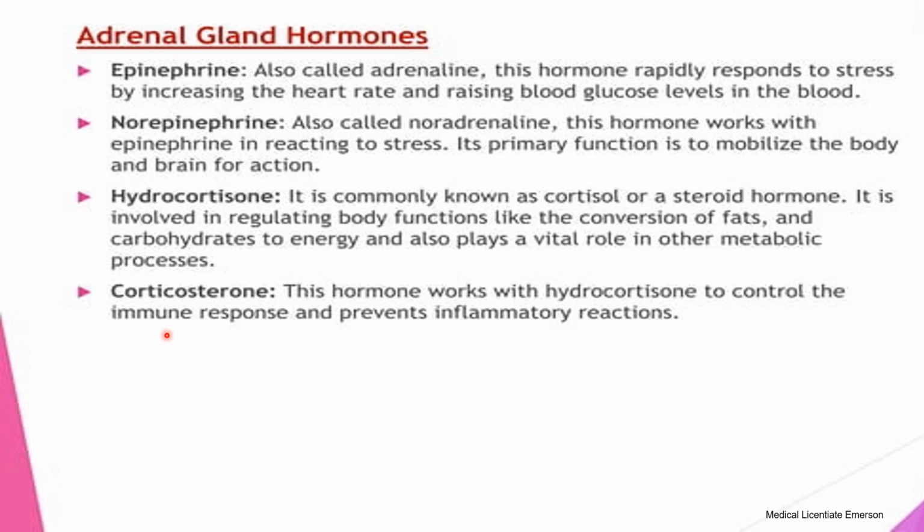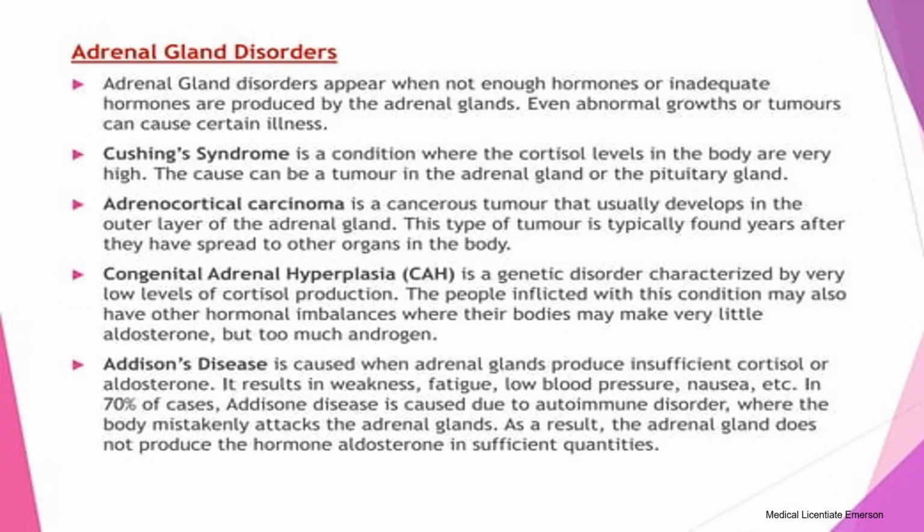processes. In other ones, we have corticosterone. So this hormone works with hydrocortisone to control the immune system, immune response, and prevents inflammatory reactions. So what are the disorders of the adrenal glands? Disorders of the adrenal glands may appear when not enough hormones or inadequate hormones are produced by the adrenal glands. So even abnormal growth or tumors can cause certain illnesses.